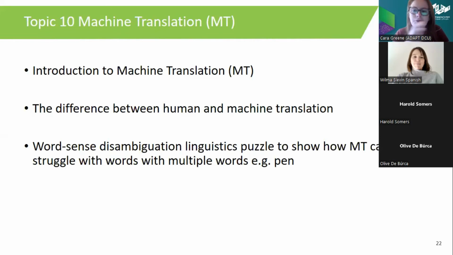And why is that? Why is it fairly obvious when you see a Google translated piece of work? A lot of that is to do with multiple meanings for a word. So the linguistics puzzle here is about word sense disambiguation, about multiple meanings for a word. So for example, pen. You could have a children's playpen, you have your pen in your hand, or penitentiary, jail. These are things that machine translation struggles with. So we're going to have a look at that in this module as well.